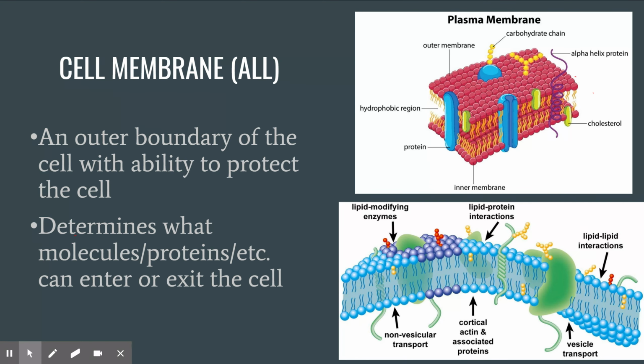The second organelle that can be found in all cell types is the cell membrane. We've actually already seen the cell membrane before as well, when we were talking about diabetes and how insulin and glucose work together to enter or exit the cell. The cell membrane is the outer boundary of the cell that has an ability to protect it. The cell membrane can also fill the function of deciding what's allowed to enter or exit the actual cell.